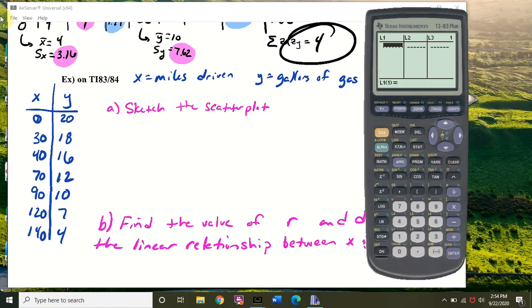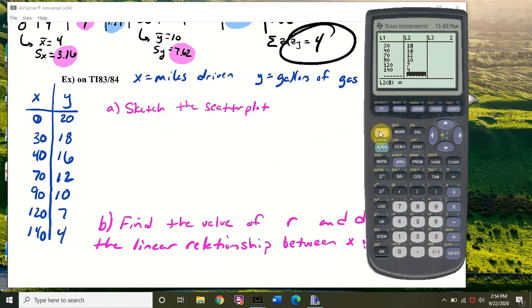So miles driven, after 0 miles driven, we had 20 gallons of gas. After 30 miles, 18 gallons. The more miles we drive, the less gas we have in our tank. That makes sense. So there's miles driven. Here's the amount of fuel remaining. We had 20 gallons to begin. Now we're down to 18, 16, so on and so forth. Okay, so our data's in there.